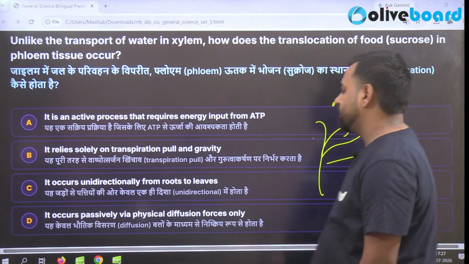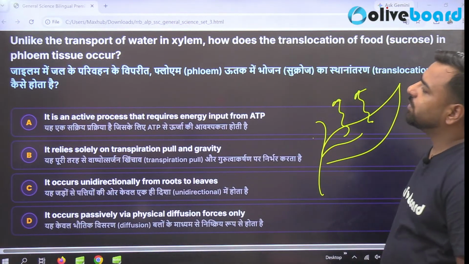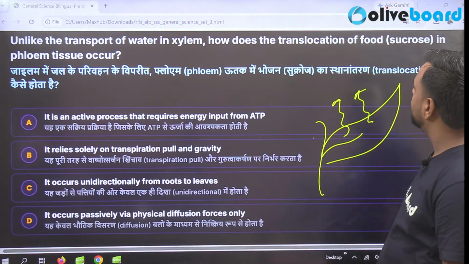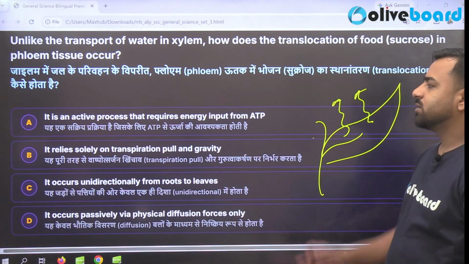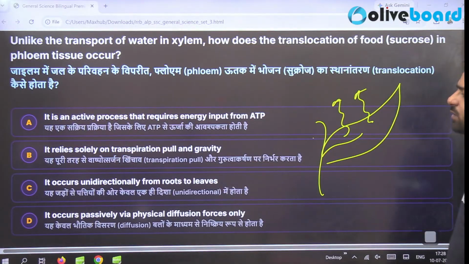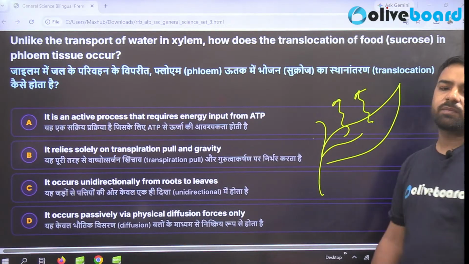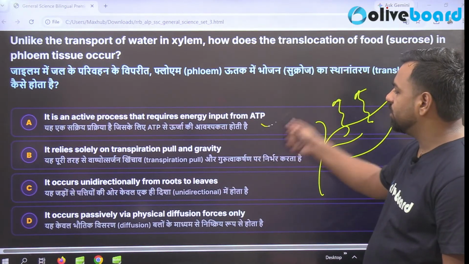And the fourth one is it occurs passively via physical diffusion forces only. So unlike transport of the water in the xylem, how does translocation of the food in the phloem tissue occur? So it's an active process that requires energy input from ATP. So what will be the answer? We'll go with option number A.